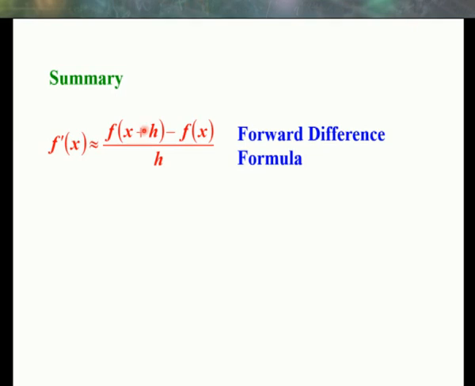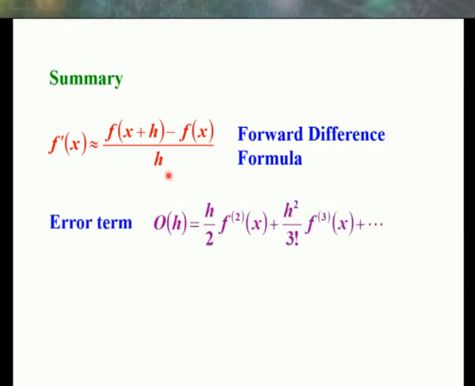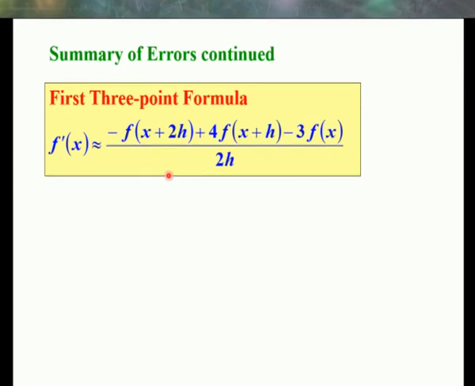The derivative value of f at x is approximated by the function value at the right point minus function value at the center point upon the h, the length. This is called the forward difference formula, and this is the error term for that. And again this is the first 3-point formula for the derivative. That means the function value at x plus h and x plus 2h and x are evaluated in this fashion upon the total length. So, from x to x plus 2h you have 2h length, and this is the error term.